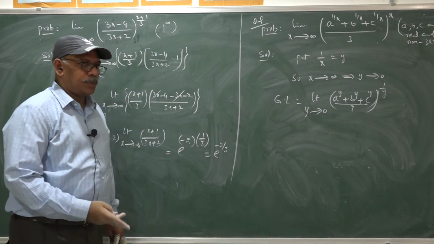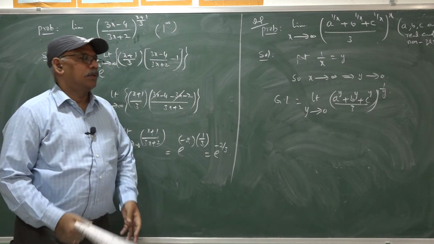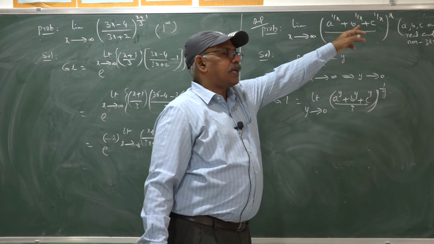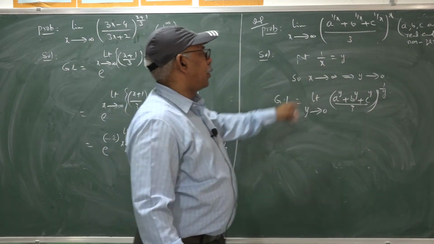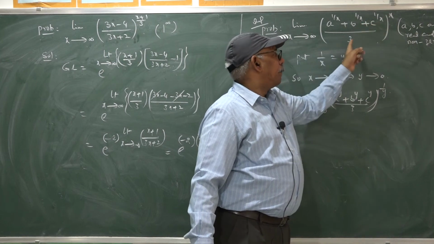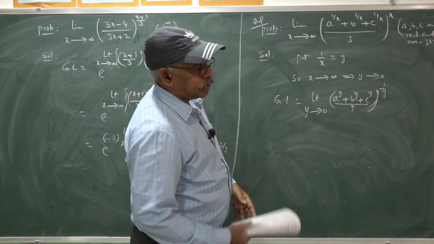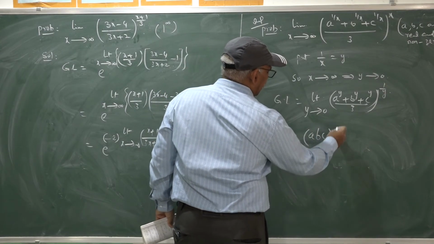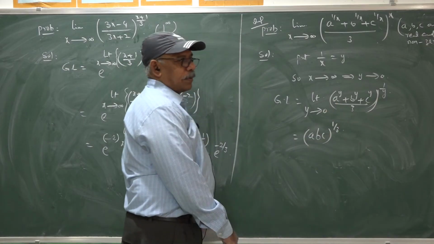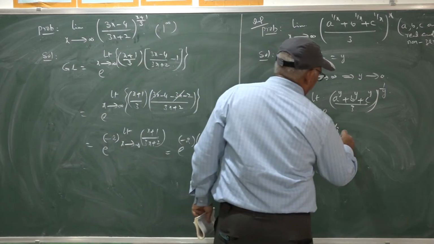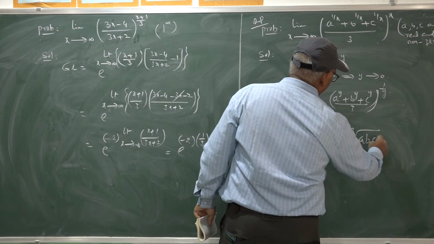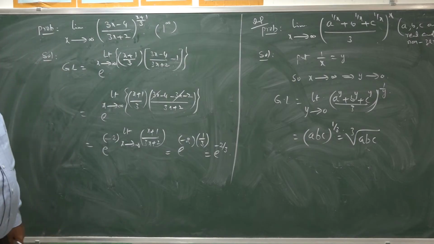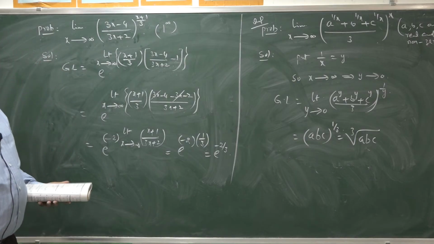I am just changing the variable here by proper substitution. Taking 1 by x as y, x becomes 1 by y. So, (a power y plus b power y plus c power y) by 3 whole power 1 by y as y goes to 0. This is clearly (abc) whole power 1 by 3, the cube root of abc. By the known formula, this formula is already given to you, and we are generalizing this formula also. So, that is clearly the cube root of abc itself.